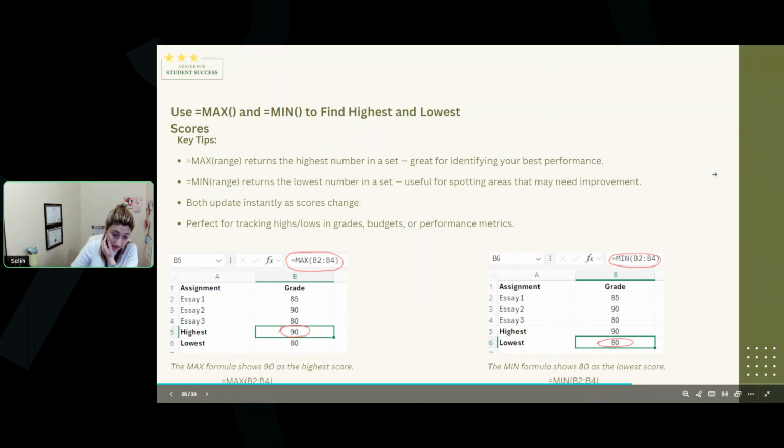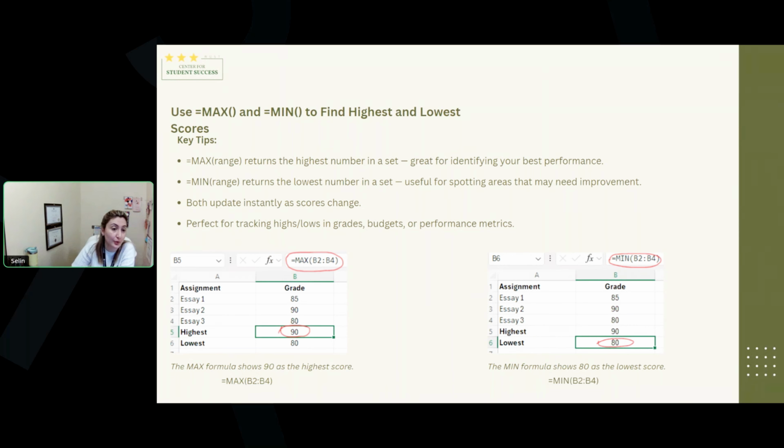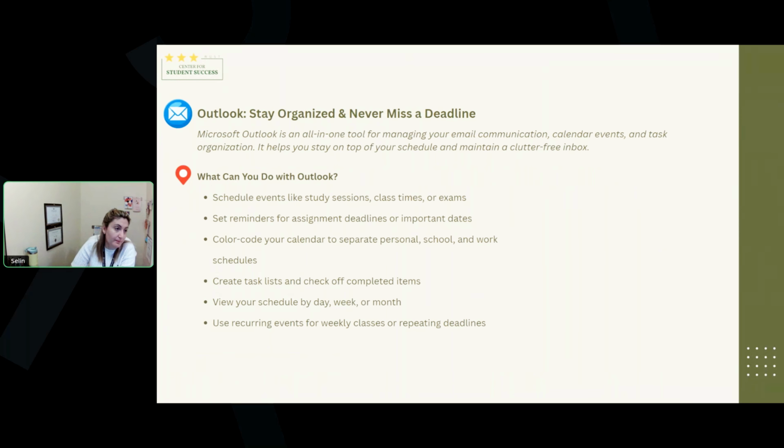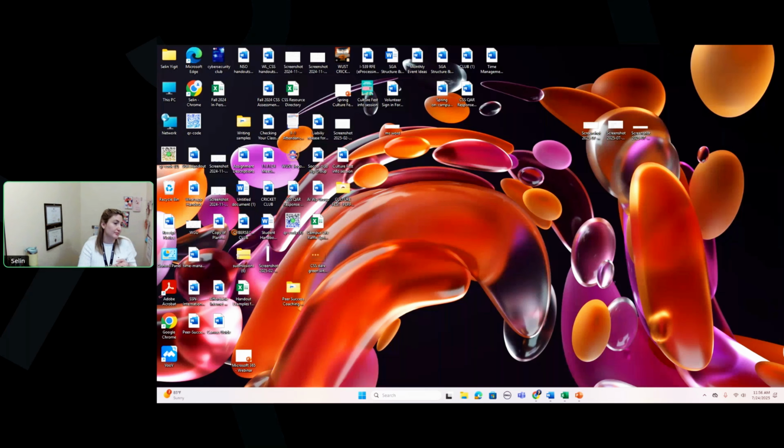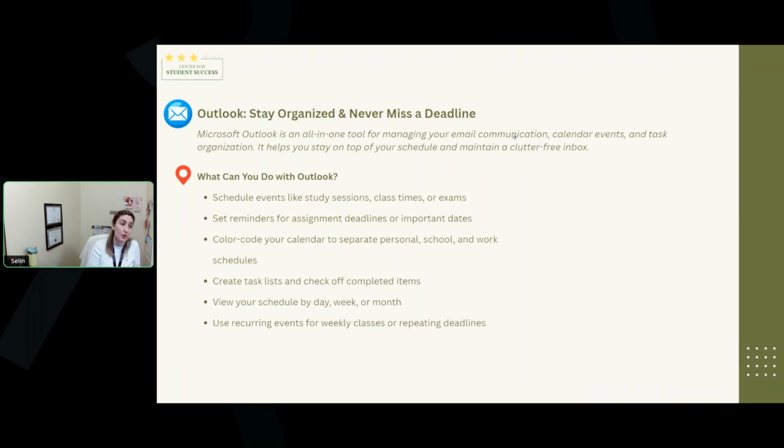Okay, so we have the last 4 or 5 minutes, and I need to move on to Outlook right now. Okay, so the Outlook is more than an email. Sometimes when you say Outlook, people think, oh, it's just an email application, but it's more than an email application. So Microsoft Outlook is an all-in-one tool for managing your email, communication, calendar, events, and task organization. It helps you stay on top of your schedule and maintain a clutter-free inbox.